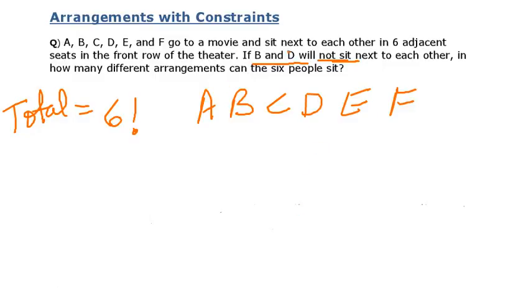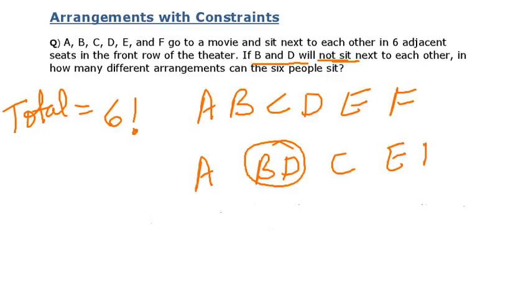Since B and D do not want to sit next to each other, let's find out if they sit next to each other. All the arrangements in which B and D are forcefully made to sit next to each other, then it becomes, let's say, A, B and D becomes one entity, C, E, F. So how many arrangements are possible now? B and D are together always. We are considering this as one seat. So how many ways? The total is 5 factorial.